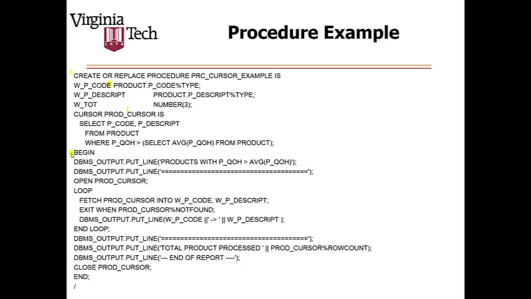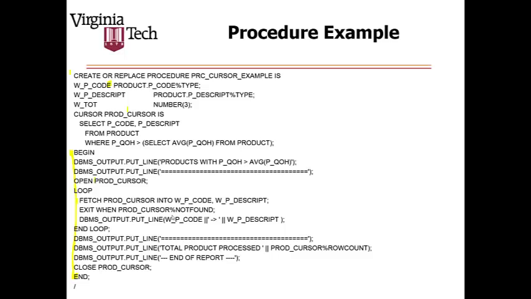And so here's my begin and end statement for my procedure. Right? So let's see. I'm doing an output line to say I'm going to have products with the quantity on hand greater than the average quantity on hand. Right? Next thing is I open my cursor and I loop.